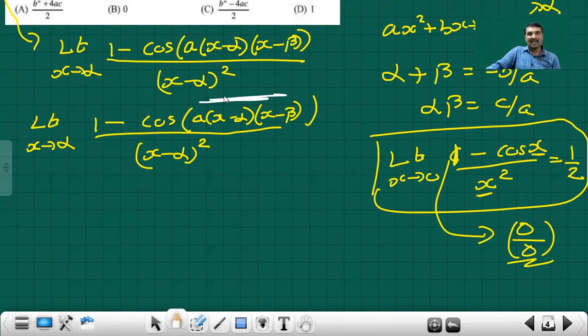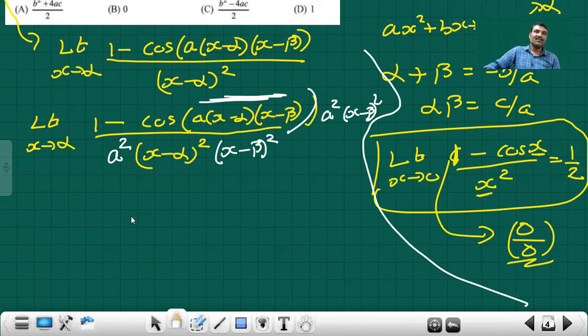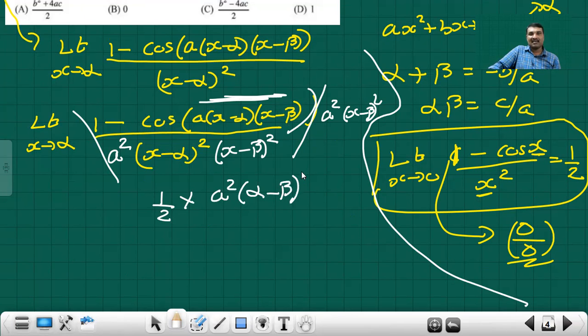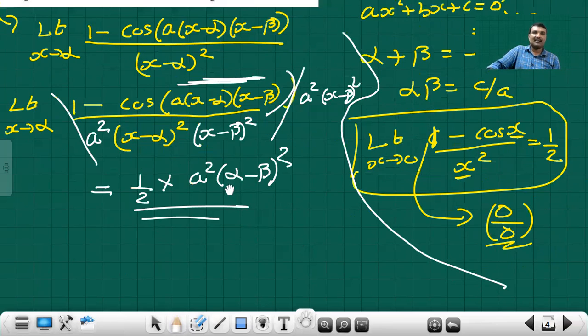Now your angle is a into x minus alpha into x minus beta. So we have to write a square, and x minus alpha square is available in the question. So as to mathematically balance, we have to write here a square into x minus beta square. So the value of this limit is 1 by 2 into a square into alpha minus beta the whole square.